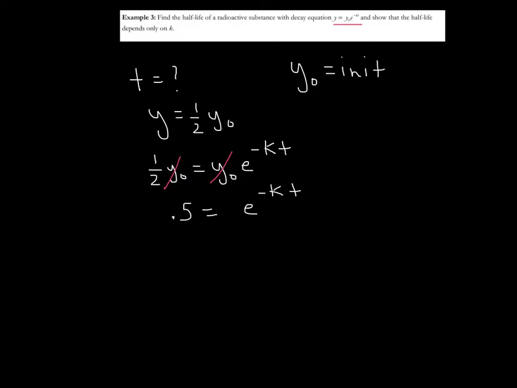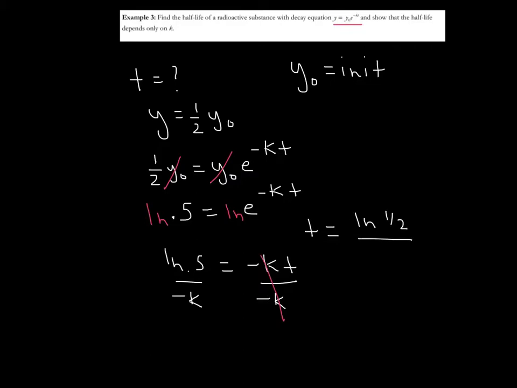And then, just like we did in the last problem, we're going to take the natural log of both sides. All right, when we do that, we're going to end up with the natural log of 0.5 is equal to negative kt. And then we're looking for t, so we're going to divide by negative k. Divide by negative k. And this is going to cancel. And so what we're going to have is t is equal to the natural log of 1/2 over negative k.